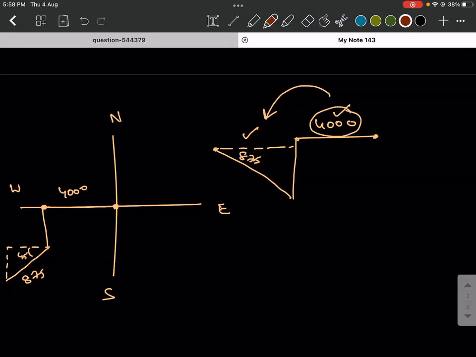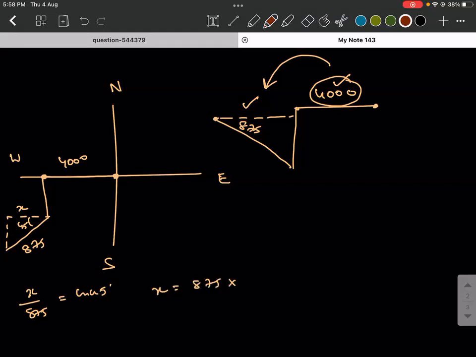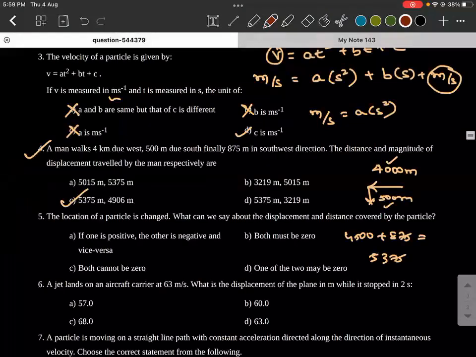So what you need to do is take this as x. So x divided by 875 will be equal to cos 45 degrees. So x will be equal to 875 into how much? Cos 45. Cos 45 is 1 by root 2. So 875 into 0.707. If you do that and add it to the 4000, that would be the required displacement. Okay. So there is actually a problem that is based on two logics. One is you need to know how to calculate the displacement, that is the shortest path, and the second is based on trigonometry. Right.